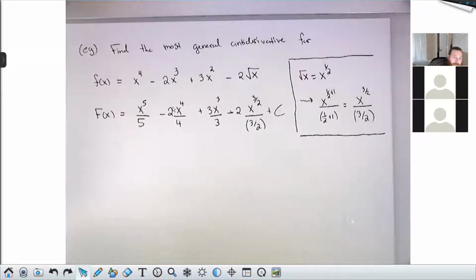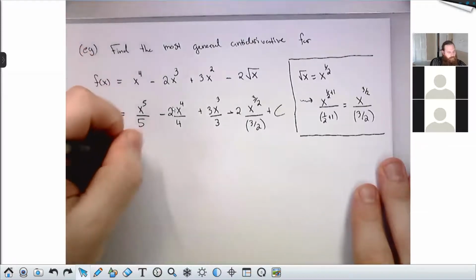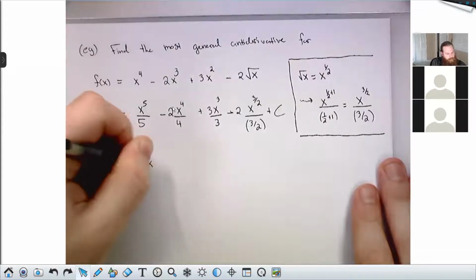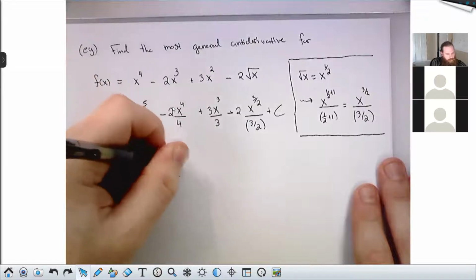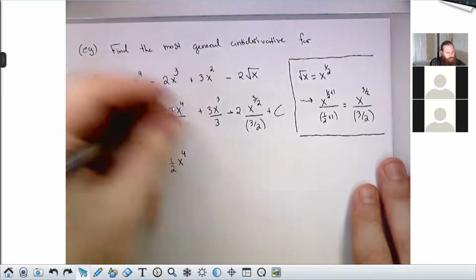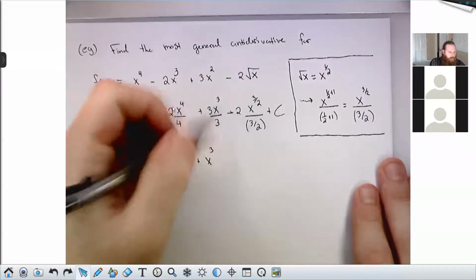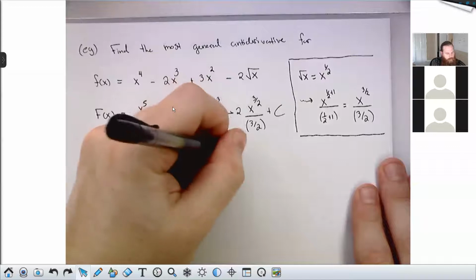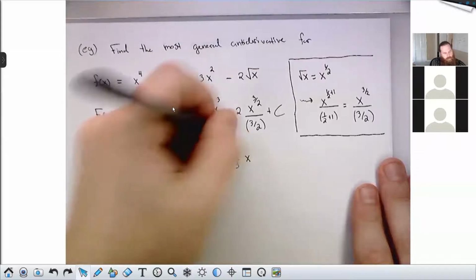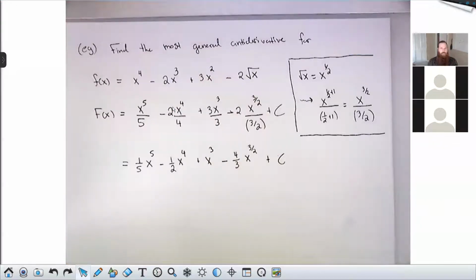You can and should simplify this. So my most general antiderivative written nicely, I would write it as 1/5 x to the 5 minus 2 over 4 is 1/2 x to the 4 plus 3 over 3 is 1 x cubed. And then here you have to do your flip and multiply business. So this will be minus 2 times 2 over 3 is 4/3 x to the 3/2 plus c. So this would be your final answer written nicely.